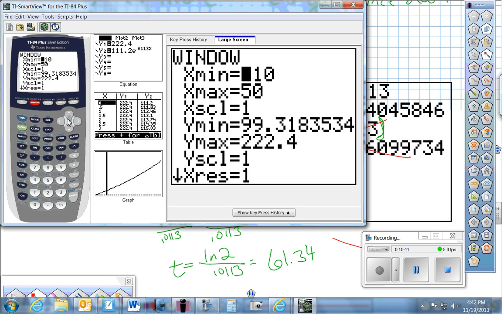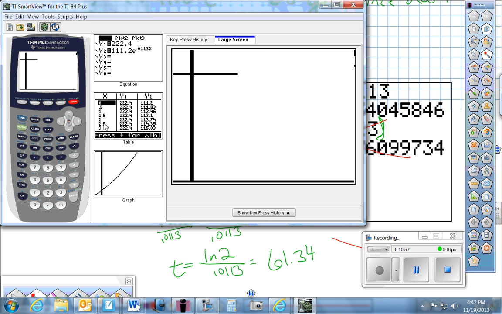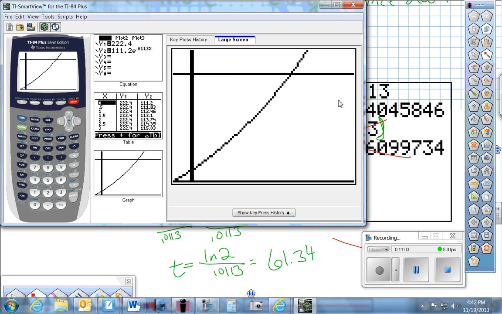So then we'll do window maybe 100. I'm just going to type in 100. And I really would like to see a little bit higher than that top line, so I'm going to change it to like 250 just so I have nice round numbers. It doesn't really matter. So now hopefully I should be able to see where they cross.